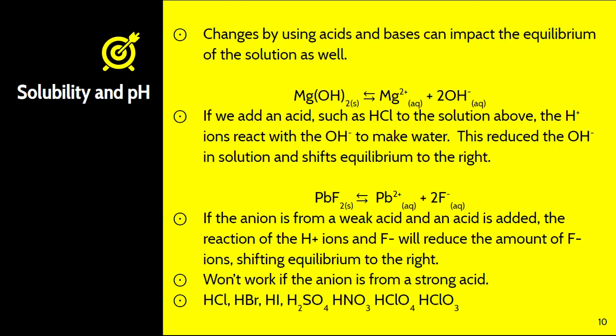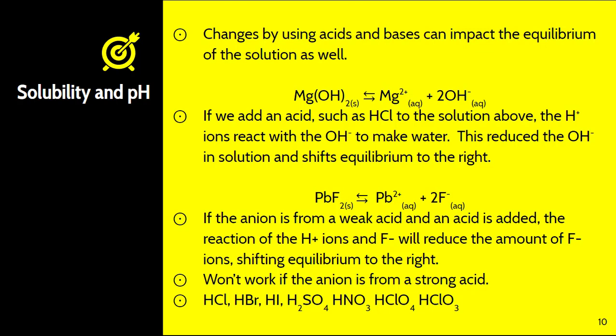So let's say we have a base, Mg(OH)2, and it dissociates into magnesium ions and hydroxide ions. If we add an acid such as HCl to the solution above, the hydrogen ions, when they dissociate into solution, will react with the hydroxide to make water. This reduces the hydroxide concentration in solution and shifts the equilibrium to the right. So when hydrogen reacts with the OH-, it removes the OH- from the right-hand side of the equation. If we lower that amount, then equilibrium is going to shift to the right, just like in Le Chatelier's principle. If we remove a product, then equilibrium is going to shift to the right-hand side.